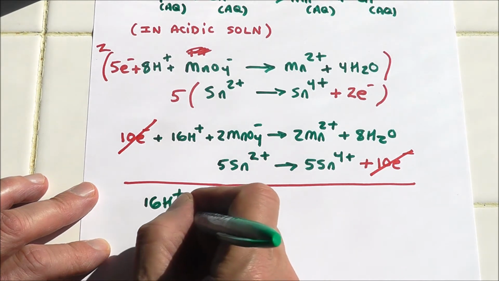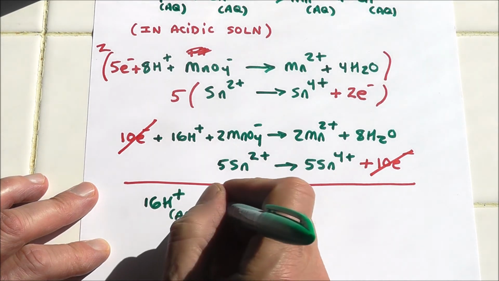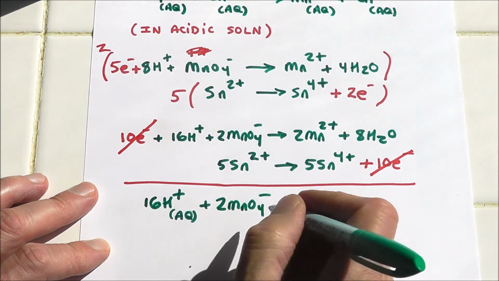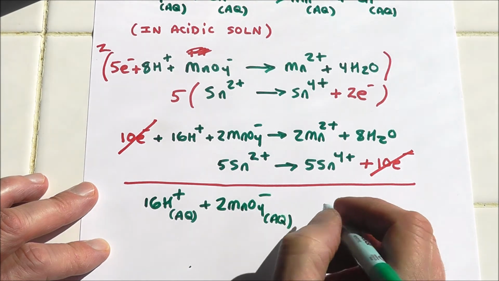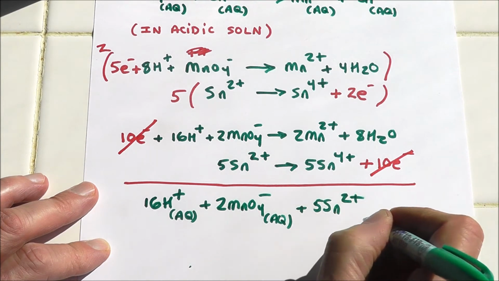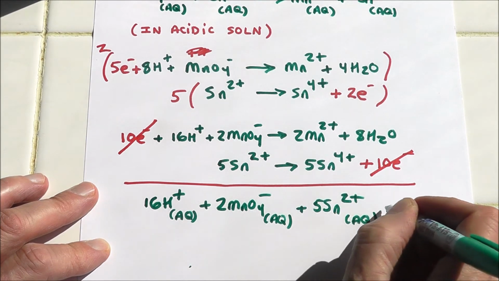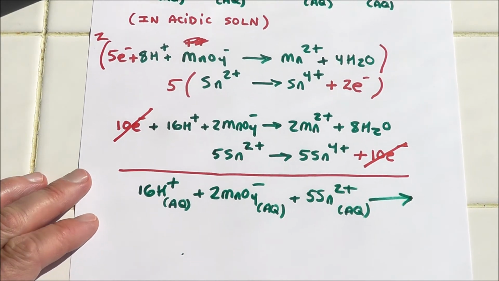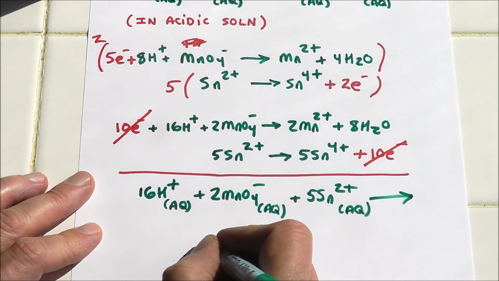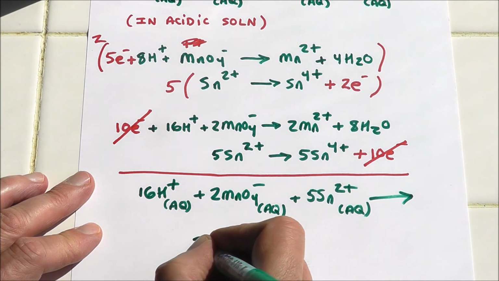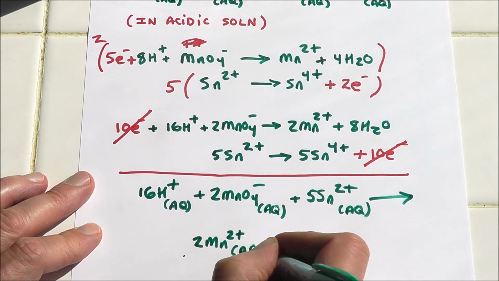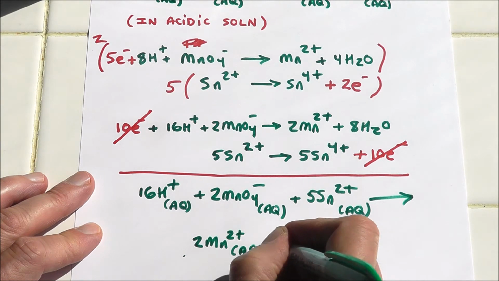16H+. And by the way, to be prudent, we should check ourselves before we wreck ourselves, but that comes at the end. MnO4- aqueous, plus 5Sn2+ aqueous, goes to make... it looks really long, and that's impressive. You know, do this at a coffee shop. It looks really impressive for everybody watching. And if you really want to look impressive, you write this out on glass like they do on TV.